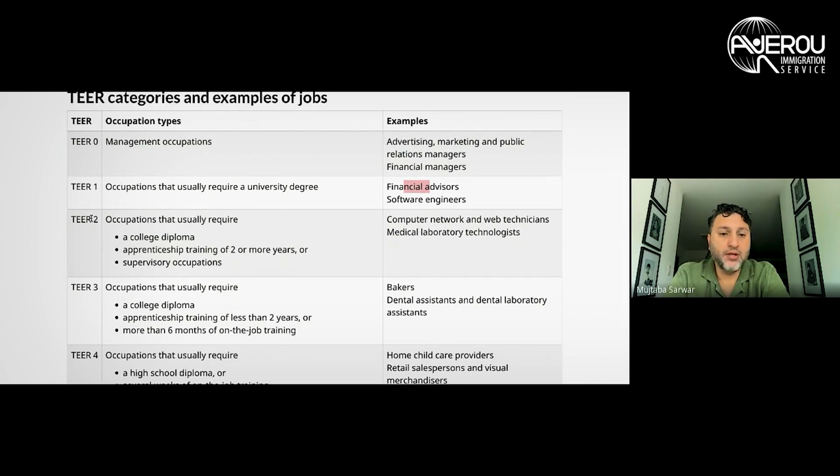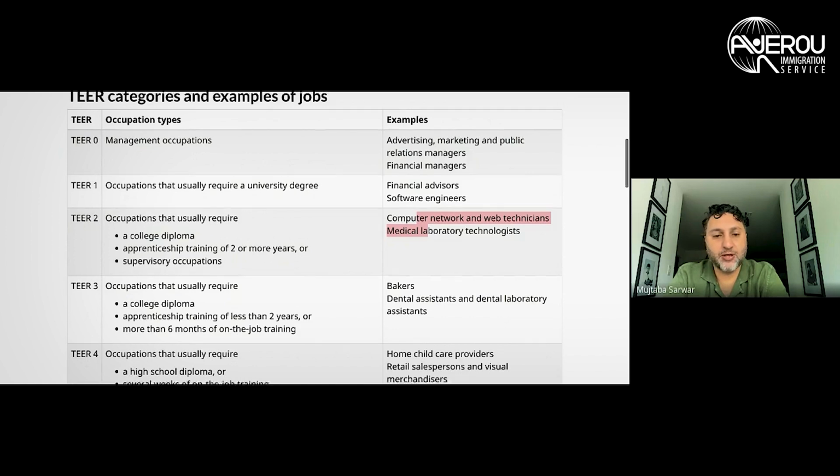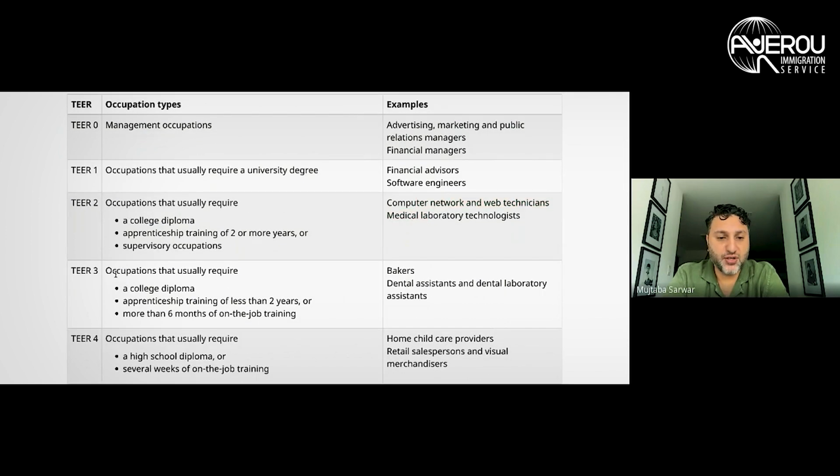When the second number is a 2, that's tier 2. They may require a college diploma or an apprenticeship. These could be lab techs, whether it's a STEM lab tech or a healthcare lab tech. And then finally, tier 3 is a college diploma, apprenticeship training of less than 2 years, or more than 6 months of on-the-job training, which is what we saw in the admin officer NOC code. Some other examples include bakers, dental assistants, and dental laboratory assistants.